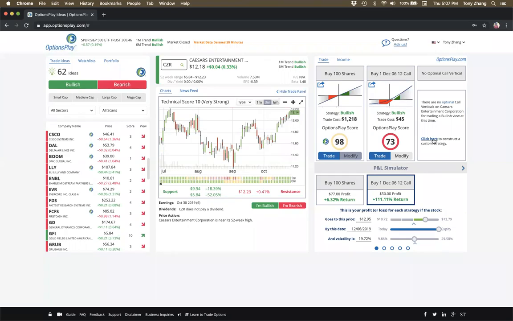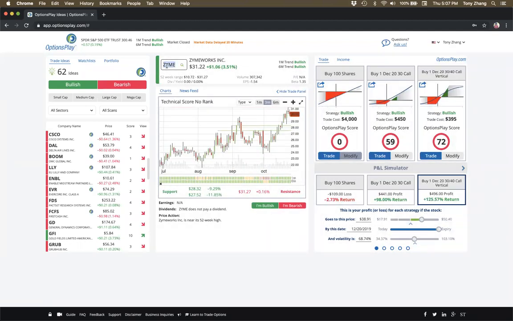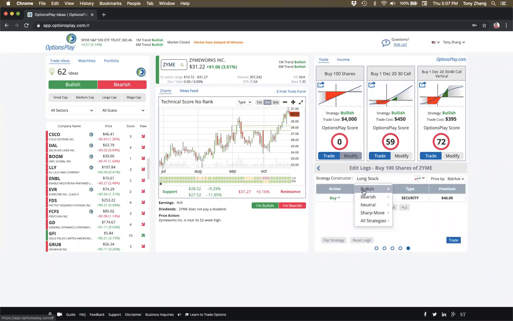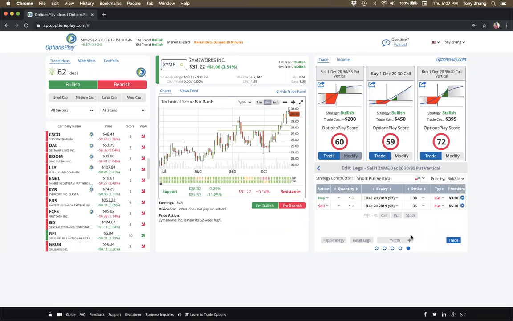Caesars Entertainment. We couldn't even find a debit spread here on this particular stock, so I'm not going to use that. Let's see. I'm trying to find some larger cap names. Zymeworks. Let's see. These are some pretty small cap names. Many times on these small caps, you can't really find the right trades to make.